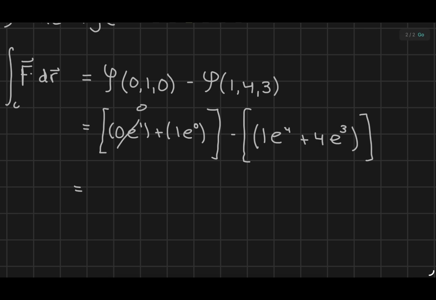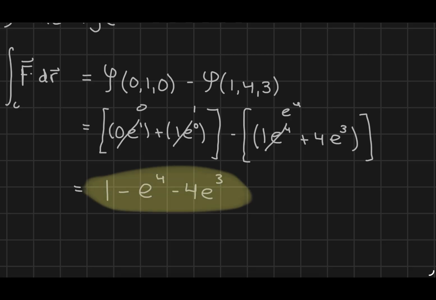That's going to be 0. That is going to equal 1. This is going to be equal e to the 4, and this is going to equal 4e to the 3. Therefore, our final answer will be 1 minus e to the 4 minus 4e to the 3.